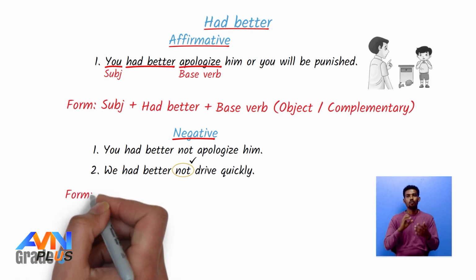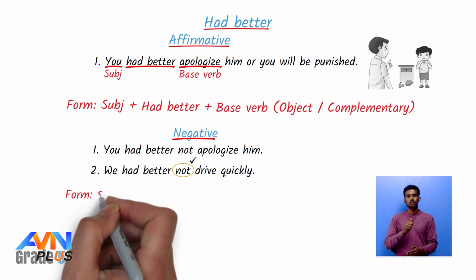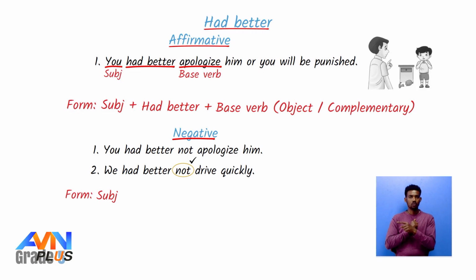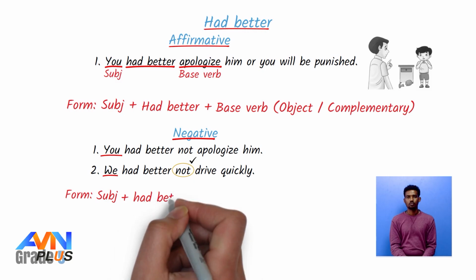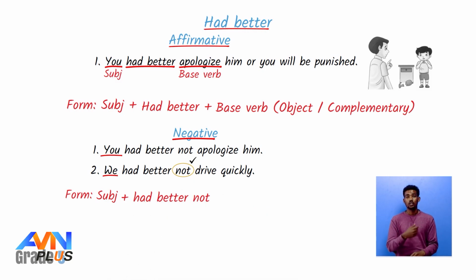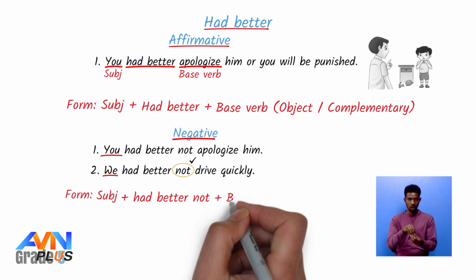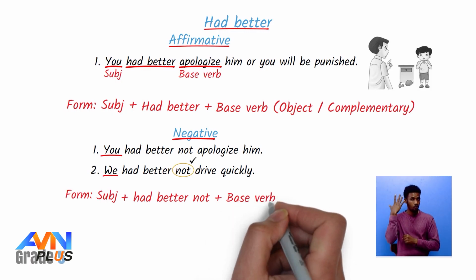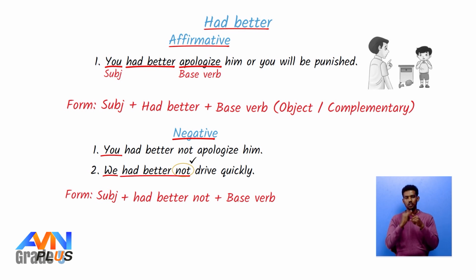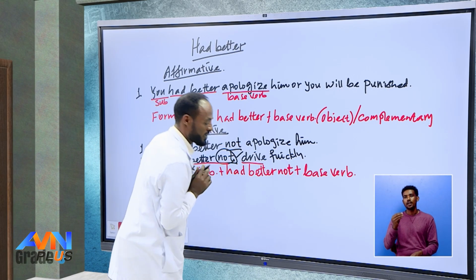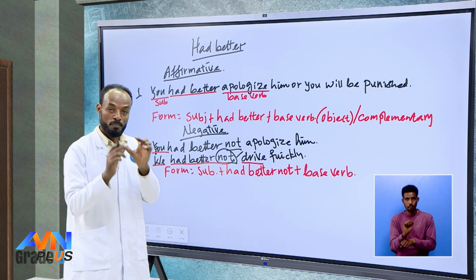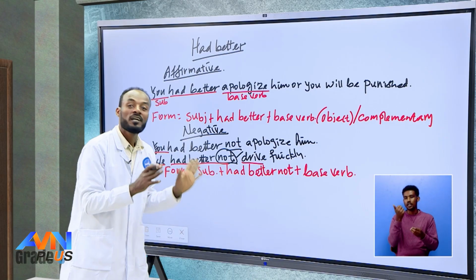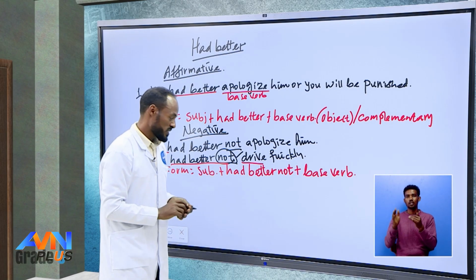The form of this concept is subject, am I right? Because here is the subject. Plus what? Had better not. Drive, we've said. So, had better not plus base verb. Don't forget to put the base verb at the end of such kinds of sentences. So, subject plus had better not plus base verb. Here is had better not. Here, drive is the base verb. We didn't add any prefix or suffix. Am I right? Bravo, students.